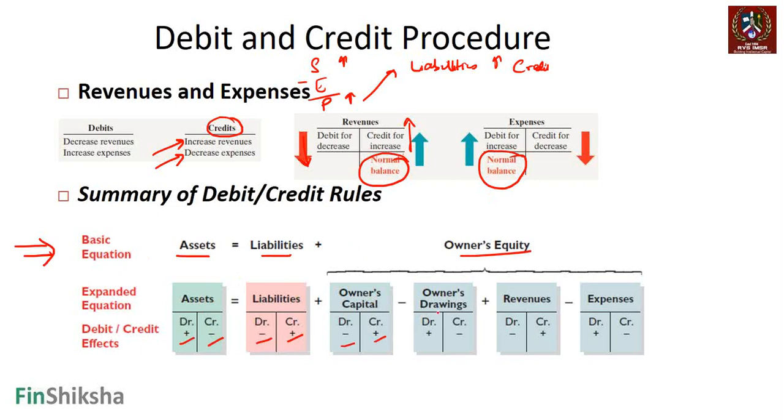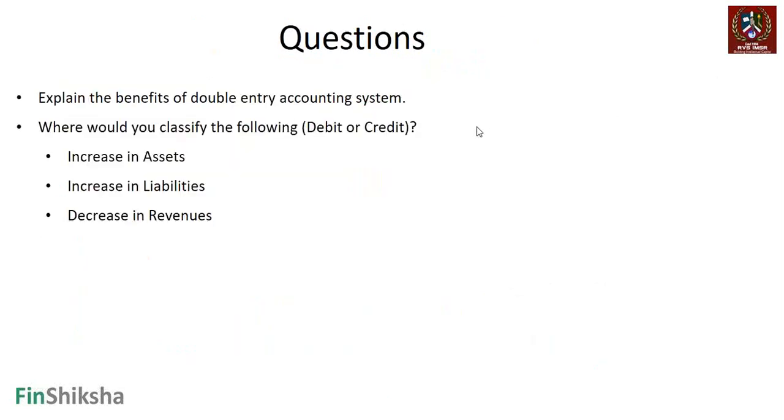Owner's capital, exactly similar. Owner's drawing is just the opposite of owner's capital. Revenues are exactly similar to your owner's capital or liabilities. Expenses are exactly similar to your asset side, right? When you increase an expense, you're basically in a way kind of creating an asset in some vague manner, right? So effectively, your expenses and assets get treated the same way. Your revenues and liabilities get treated the same way in your debit and credit procedure, right? That's the broad understanding of how debit and credit procedure works. With that, we come to an end to this particular discussion.